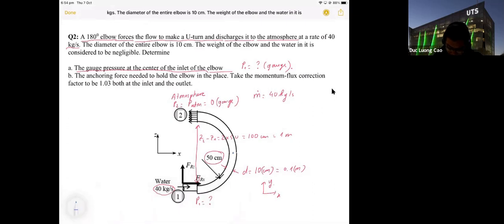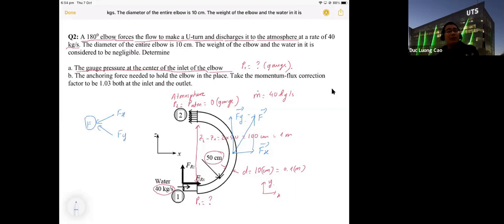is Fx here, Fy here. Okay. I assume Fx and Fy like this. When we have Fx and Fy like this, this one is the force applied to the elbow to keep it in this place. Okay, it means if you want to find F, you have to find Fx and Fy.